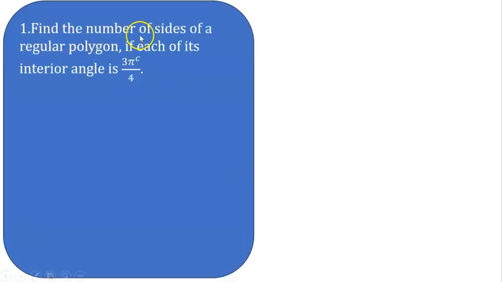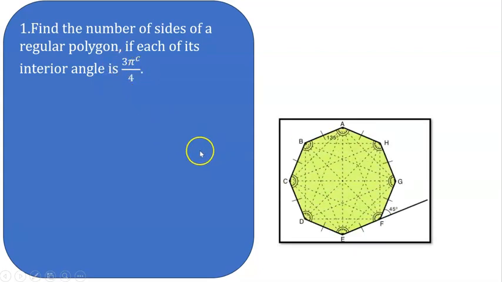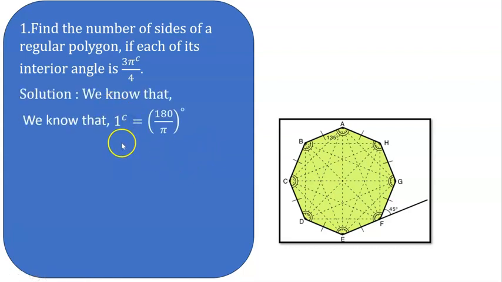First, find the number of sides of a regular polygon if each of its interior angle is 3 pi by 4 radian. Okay, now see this figure. We know that 1 radian is equals to 180 upon pi degree. Now we'll convert this radian to the degree by multiplying it by 180 upon pi, and after simplification you will get here 135. And this is the interior angle of the given polygon.